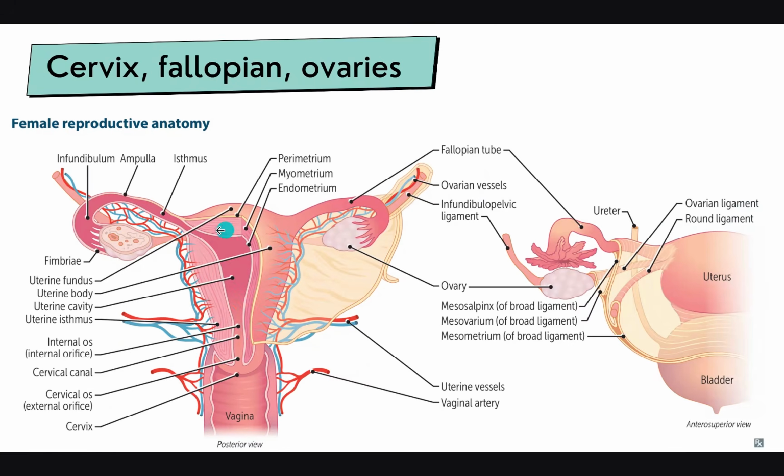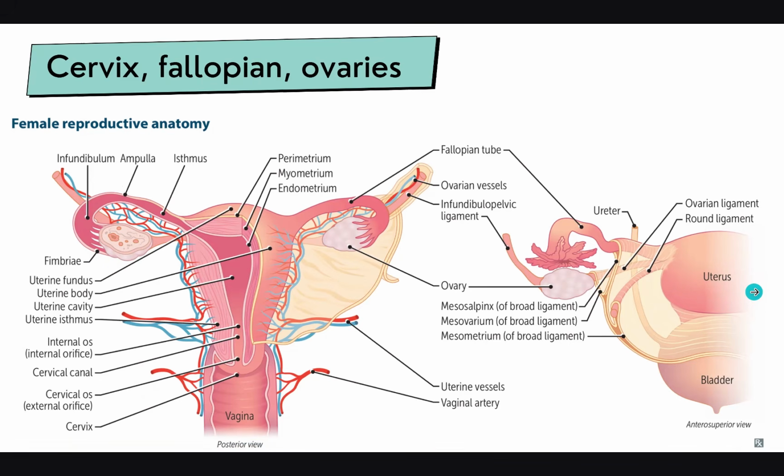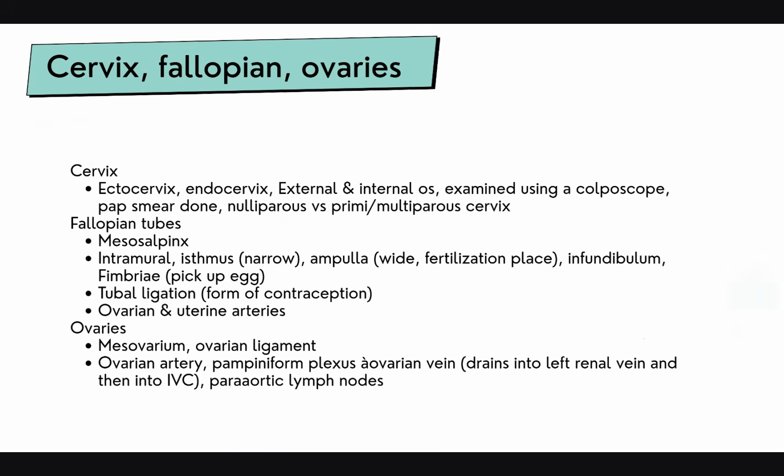Then we have the fallopian tube, which has different parts. We have the isthmus, which is the narrowest part, and the ampulla, where fertilization takes place. Then we have the infundibulum, which is the widest part, and the fimbriae, which are the finger-like projections that collect the egg from the ovary. And the ovary makes eggs. That's basically it here. You can pause and read all of the other structures if you like, but I just noted down the major parts.